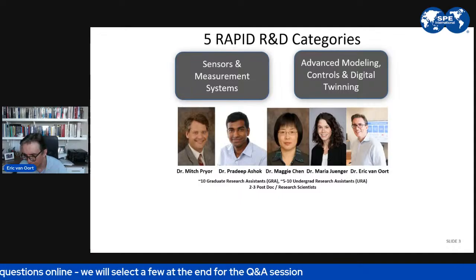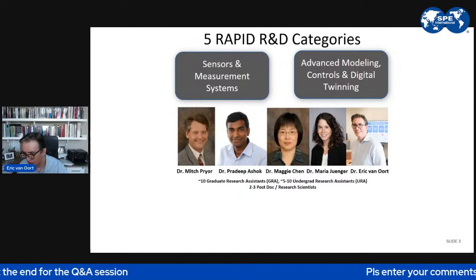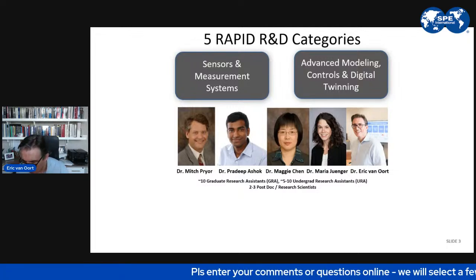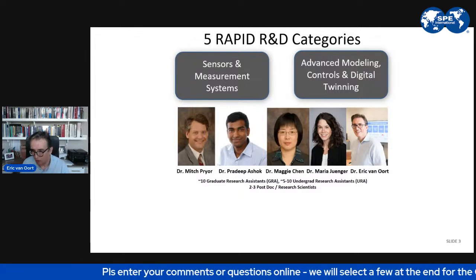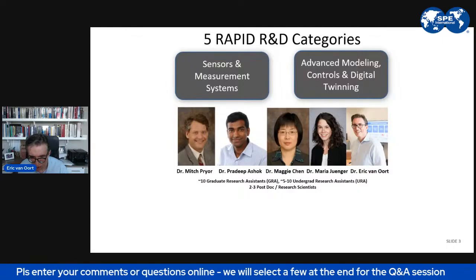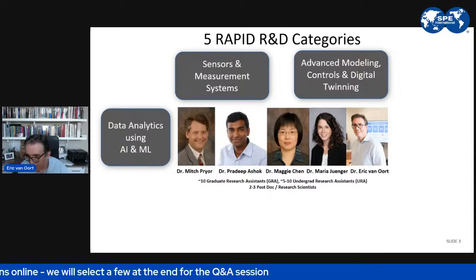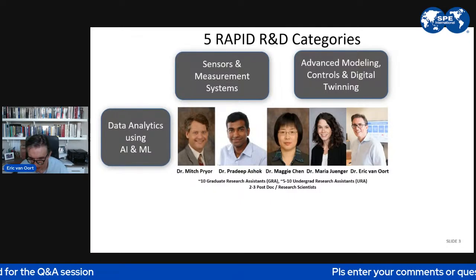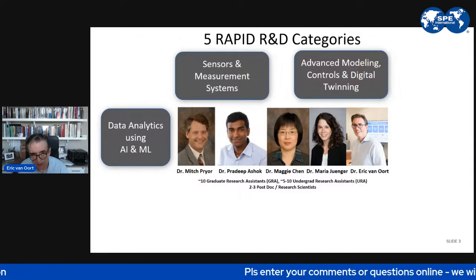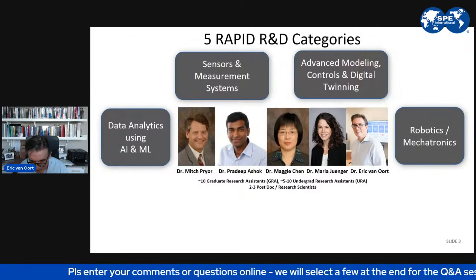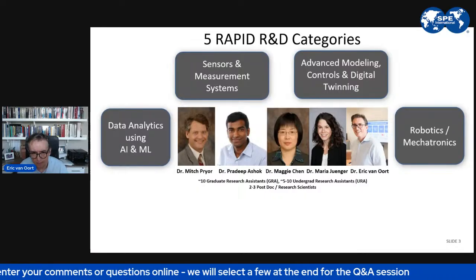We've recently, for instance, developed the counterpart to managed pressure drilling and temperature, which we call managed temperature drilling, where you automatically control the temperature in a well, which will be important for high pressure, high temperature wells and geothermal wells. We work on data analytics using AI and machine learning. Our customers give us large data sets that we analyze using AI and machine learning. And then a separate group that works on robotics, or what some people call mechatronics.